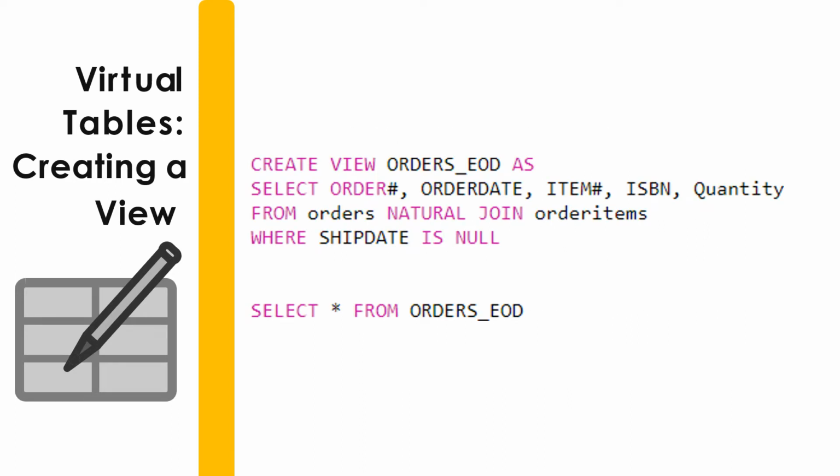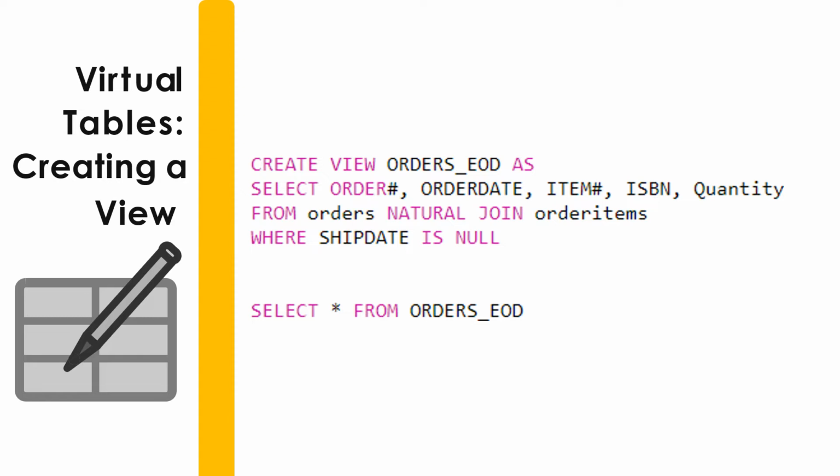Take for example our JustLibBooks database. If at the end of the day we would like to know which orders have not been shipped yet, we will be inclined to run the following script. Select order number, order date, item number, ISBN, quantity from orders natural join order items where the ship date is null.